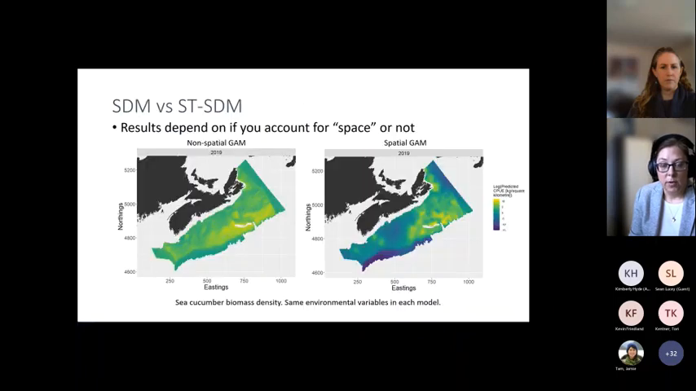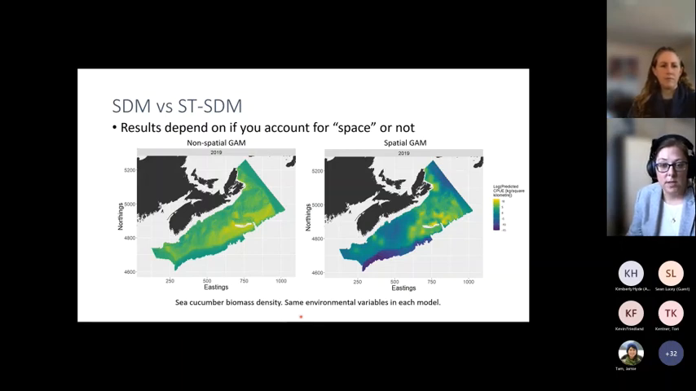So just an example, and this will be gone into in a little bit more detail during the deeper dive portion of the presentations this morning. This is modeled sea cucumber biomass density from survey data in 2019. This is work that master's student Nathan Hebert had been doing with us.